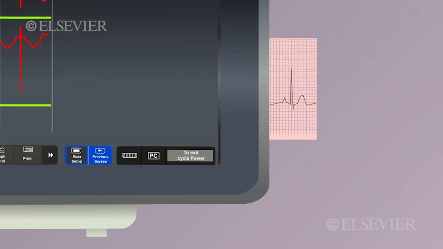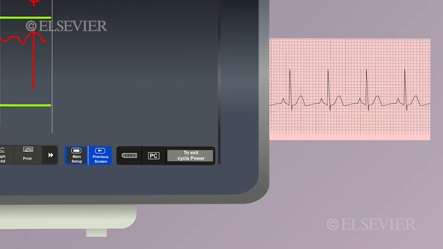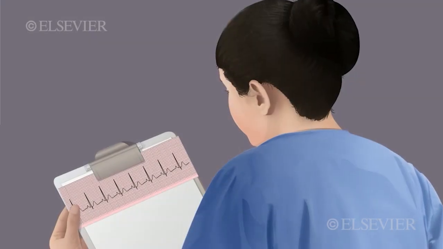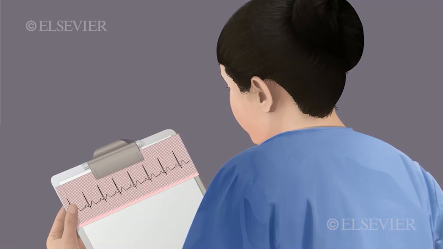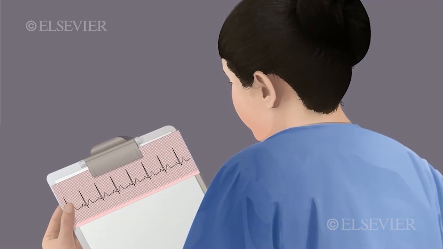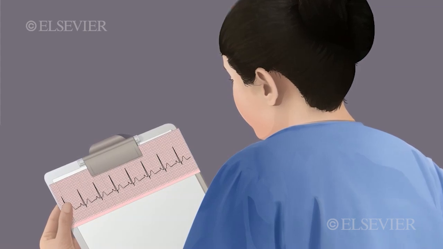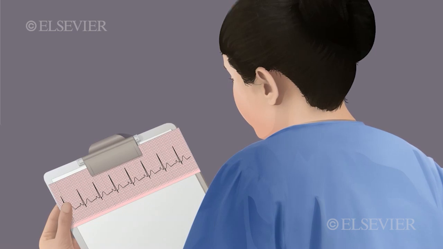Obtain an ECG strip and interpret it for rhythm, rate, presence and configuration of the P waves, length of the PR interval, width of the QRS complexes, presence and configuration of the T waves, length of the QT intervals, presence of extra waves, for example, U waves, and presence of arrhythmias.